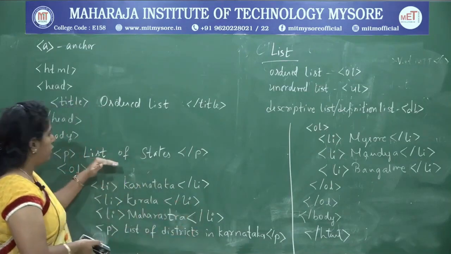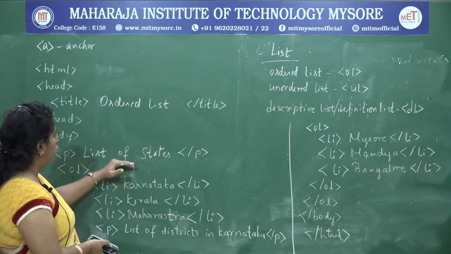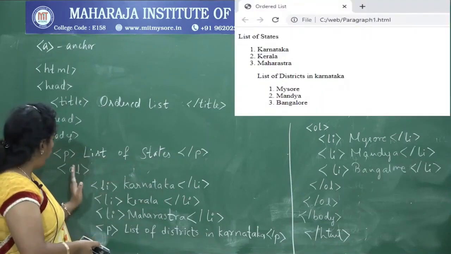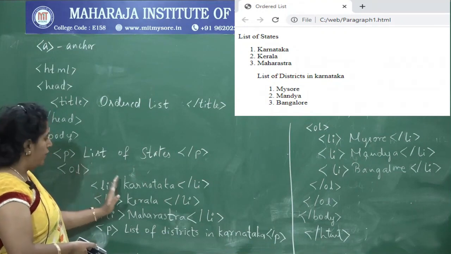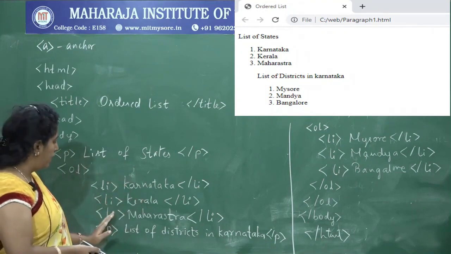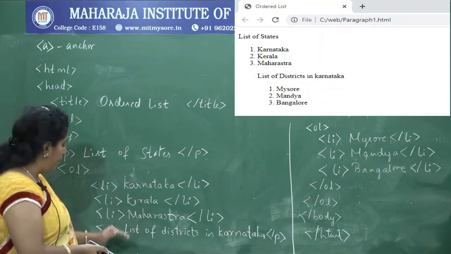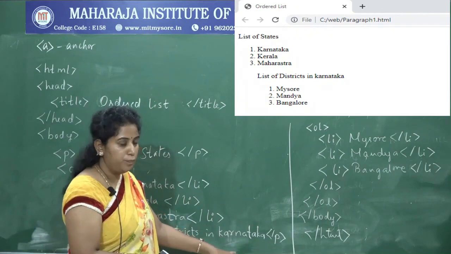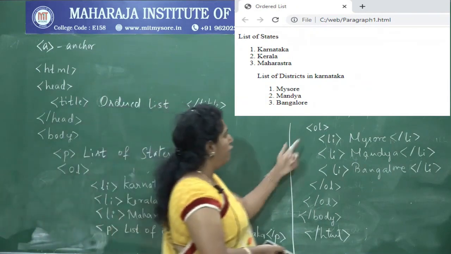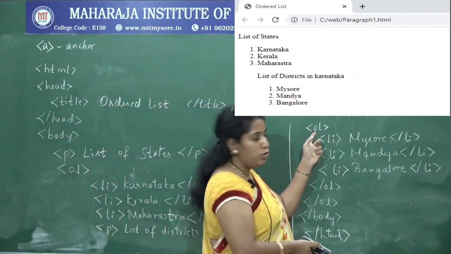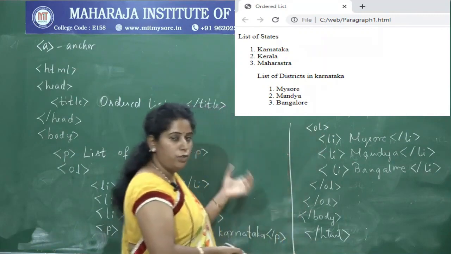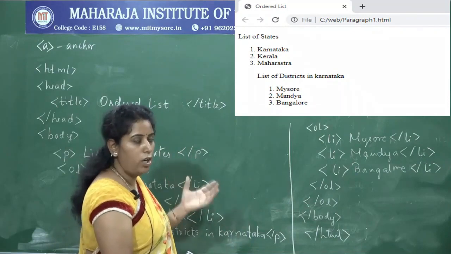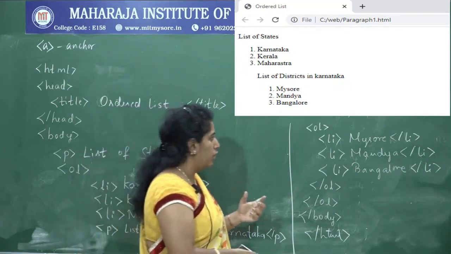How? First, once you run the program, what will be the output? List of states. Under this, I have created an ordered list, a numbered list. First one Karnataka, second one Kerala, third one Maharashtra. After that, I am printing a message called list of districts in Karnataka. Again under that, I have used an ordered list. So I have used a list inside the list. This is called nesting of list elements.